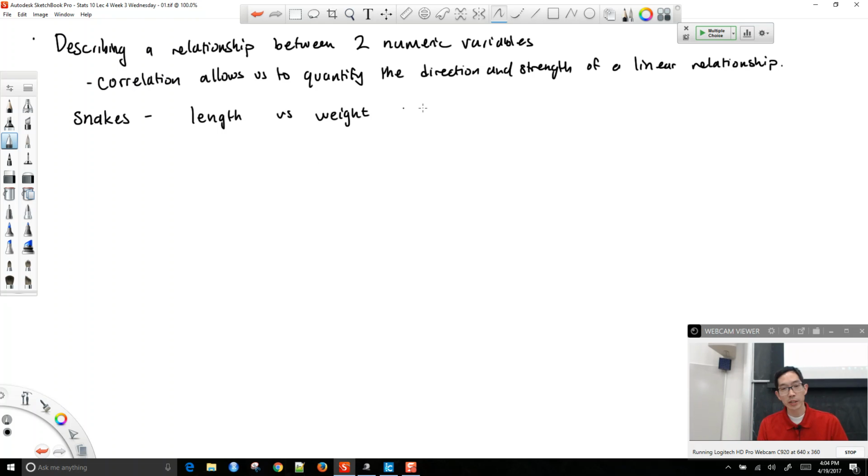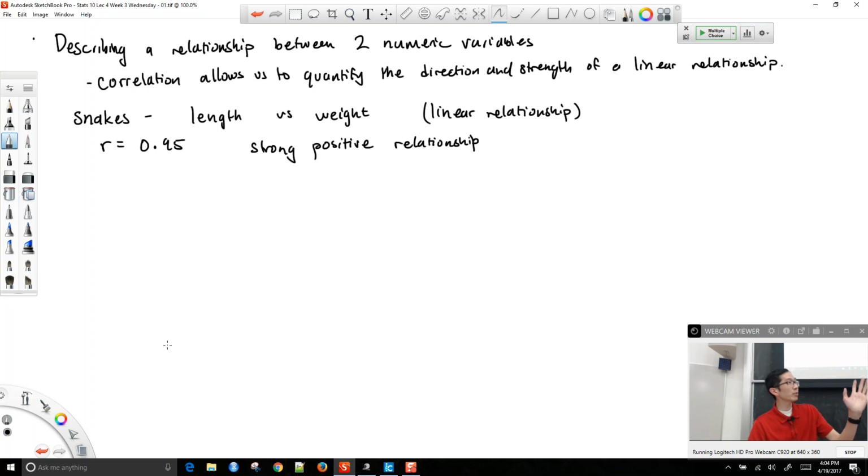Length versus weight. And let's say there's a linear relationship, and maybe we found correlation. We said R, I don't know, is equal to 0.95. Right, so there's a strong positive relationship. The scatter plot has indicated that it is linear. And so we would say something like, in general, we expect longer snakes to weigh more than shorter snakes.